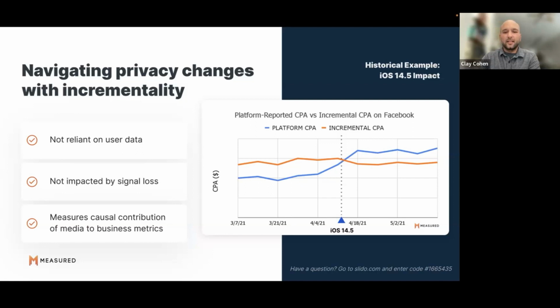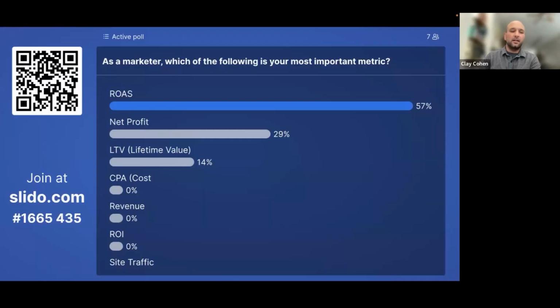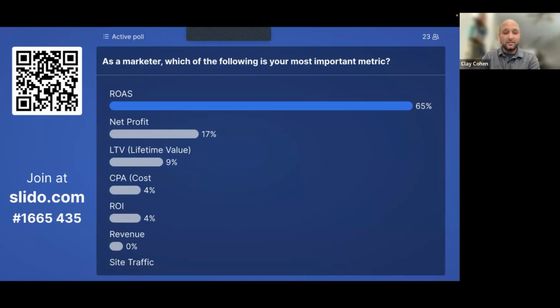Thank you for sharing. Last poll, and looks like we already had it open, so a handful of people have started voting, but you can jump in and start voting on this one. Just curious, as a marketer, which of the following is your most important metric that you care about in your business? All right, a lot of ROAS. That makes a lot of sense. I think ROAS is a pretty clear winner here, so we could probably jump ahead. Net profit, interested to see that in second there, and then LTV.